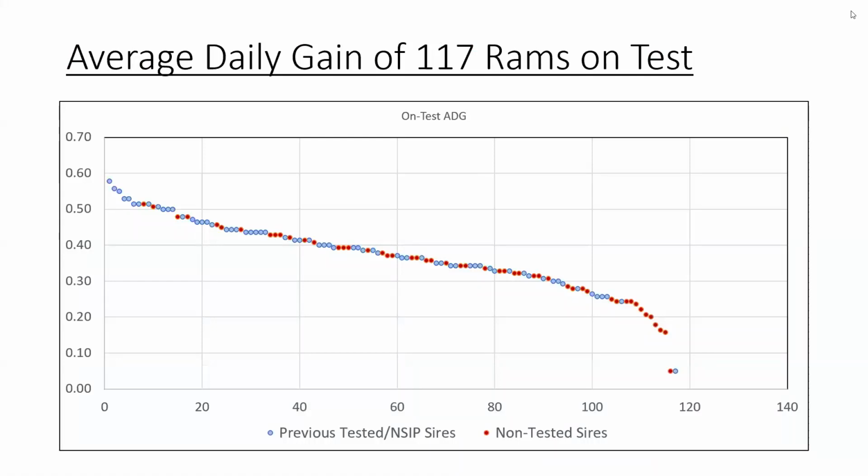This slide is basically just telling you what we talked about with the numbers on the previous slide. So the blue dots are the rams from previously tested sires or NSIP sires, and the red dots are from the non-tested, non-NSIP sires. So the blue dots are definitely way heavier to the left end of this graph, which is higher average daily gains. So by using some of this test data or using EBVs, you can incrementally make progress with that growth data by using these rams.